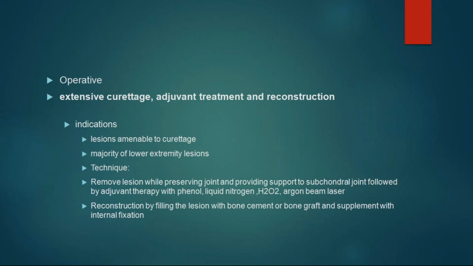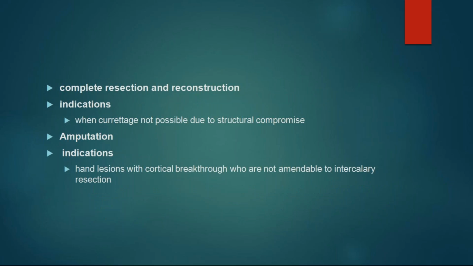So there are three steps here. First one is extensive curettage, where we remove the lesion. Second one is adjuvant treatment, which is done with phenol or liquid nitrogen or H2O2, followed by reconstruction. And the second option is complete resection and reconstruction. Here, in curettage we just remove the lesion, preserving the joint. Where curettage cannot be done, we do complete resection, meaning we remove everything entirely, including the joint, followed by reconstruction.